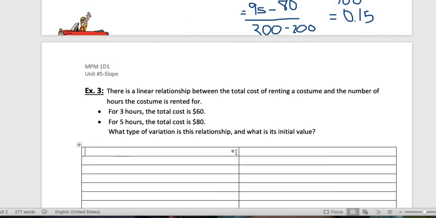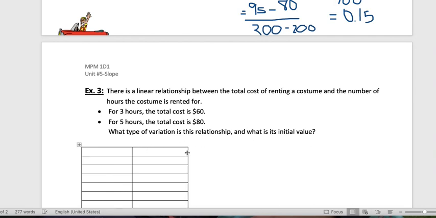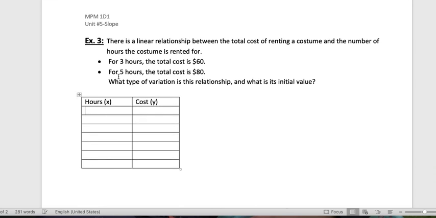All right, so we're going to create our table of values. So which one is the independent variable, which is the dependent variable? So hours, time, is normally on the x-axis. So this is our x-axis, and then our y-axis is cost. So we know that we have to go up to 5 hours. So I am going to just fill it in from 0 to 5. So 0, 1, 2, 3, 4, 5 hours.